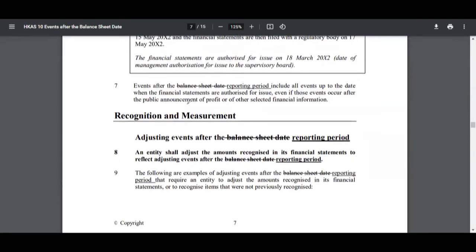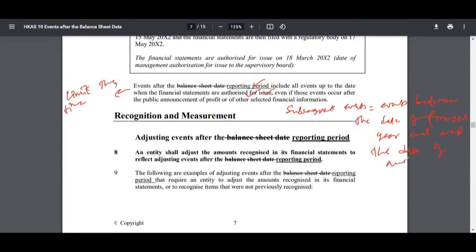Then let's look at point 7. Point 7 basically talks about events after the reporting period including all events up to the date when the financial statements are authorized for issue. Again, you have to limit the time because you don't have a lot of time to take into account for subsequent events. So basically, this defines subsequent events. Subsequent events are basically events between the date of the financial year end and the date of authorization. So that's basically the definition of a subsequent event, and we have already seen this.